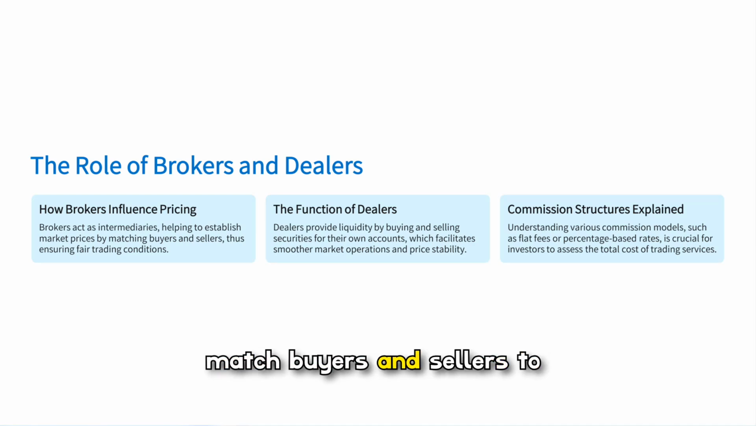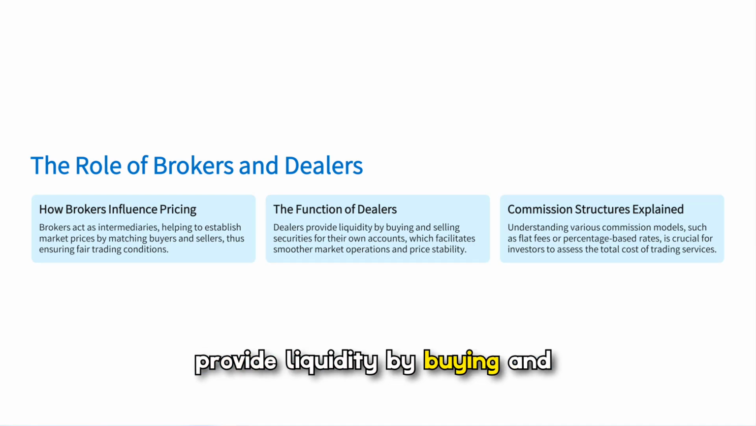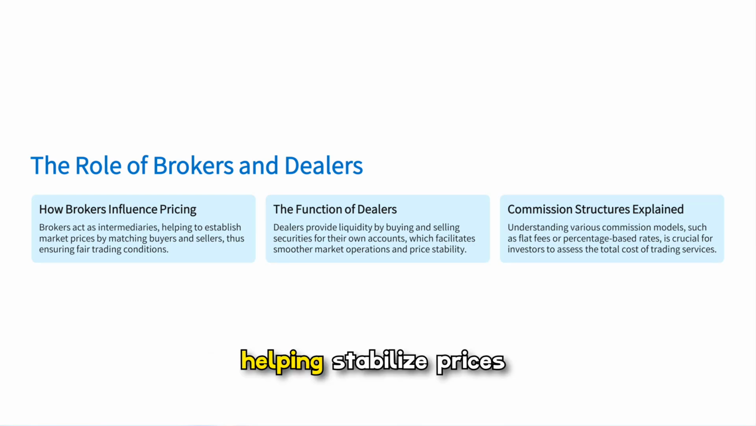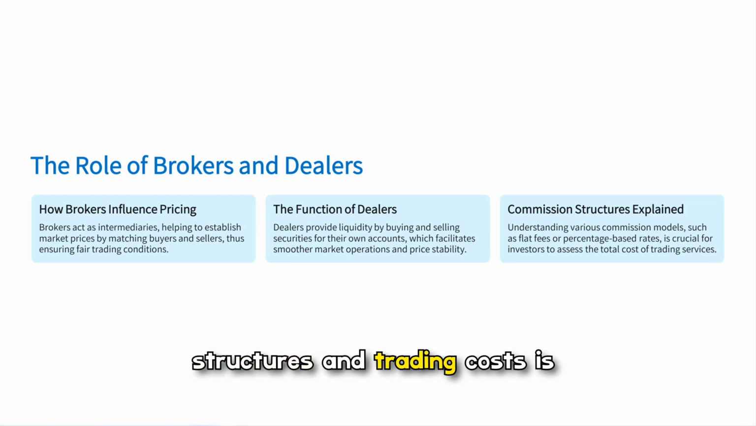Brokers and dealers play different but complementary roles in bond markets. Brokers match buyers and sellers to facilitate trades, while dealers provide liquidity by buying and selling for their own accounts, helping stabilize prices. Understanding commission structures and trading costs is important because these fees influence the net return investors actually receive.